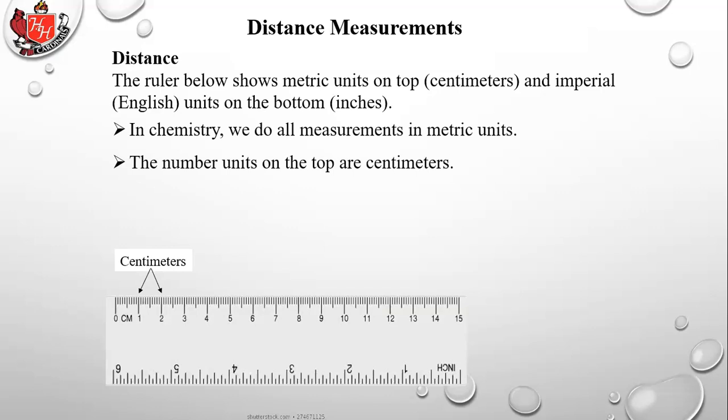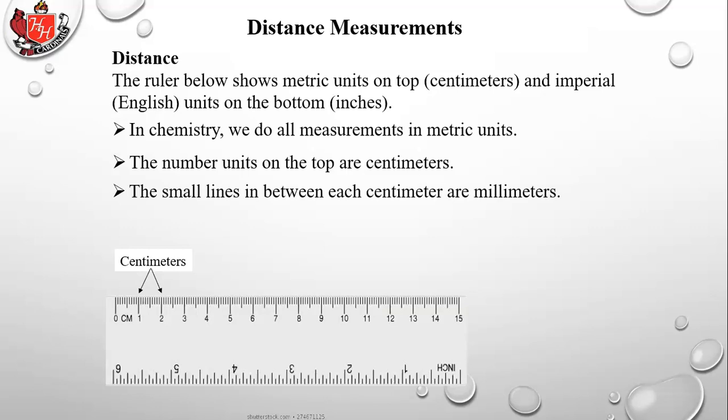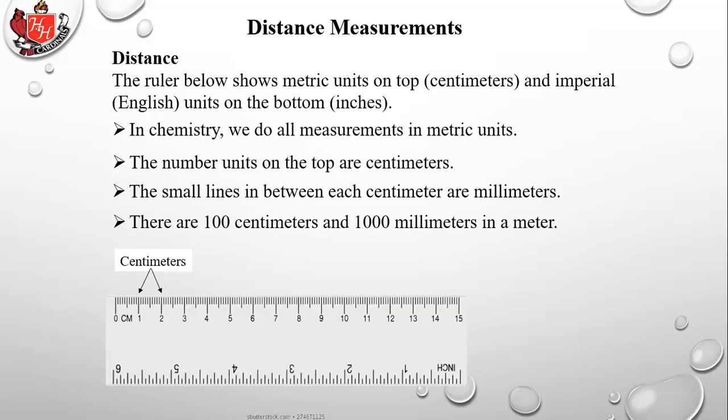The number of units on the top are centimeters. The small lines between each centimeter is a millimeter. So there are 100 centimeters in a meter. There are 1,000 of those tiny little lines, 1,000 millimeters in a meter. And you'll see meter sticks laying around the classroom. There are 100 centimeters and 1,000 millimeters in a meter.